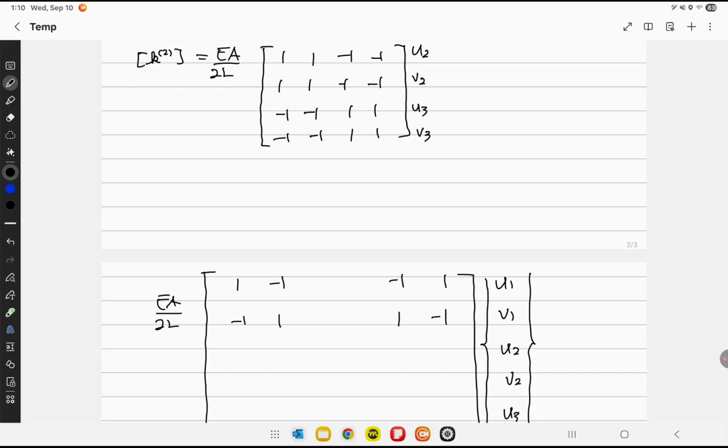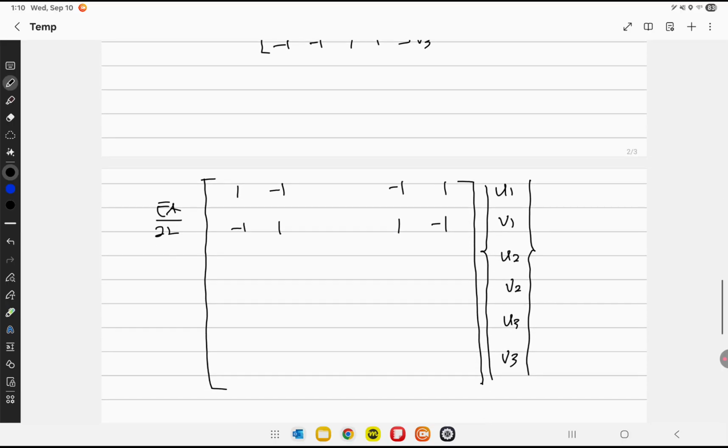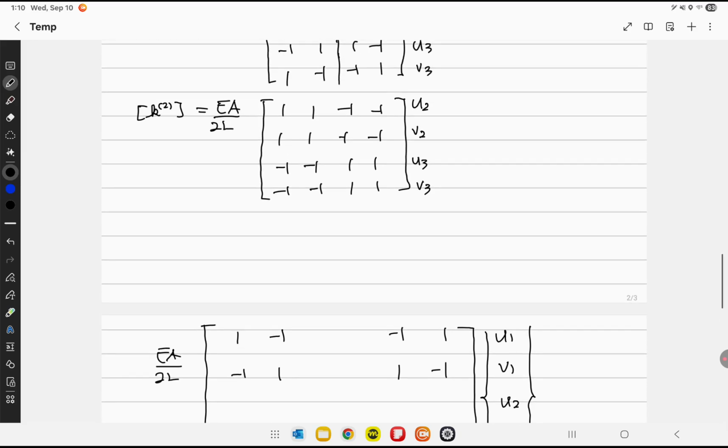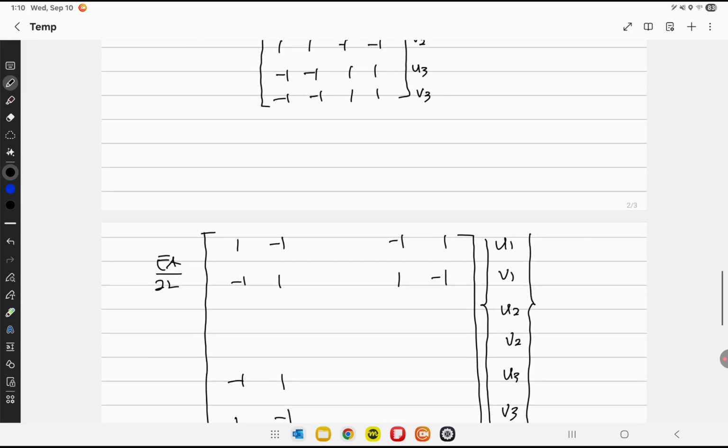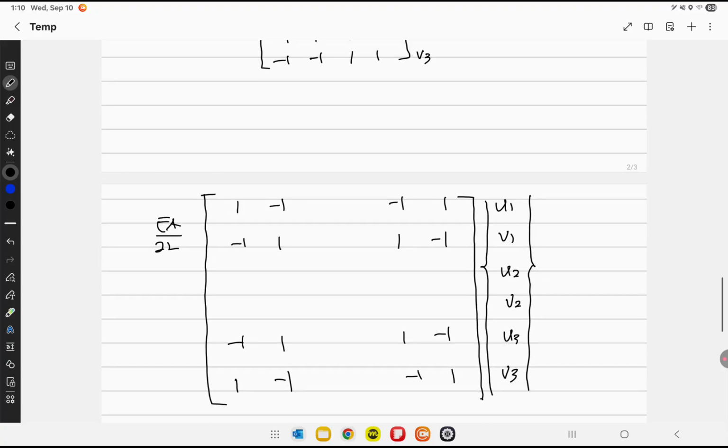Understand why I split them? Because this is between node 1 and 3. Same. This one goes here: negative 1, 1, 1, negative 1. The last one: 1, negative 1, negative 1, 1. So that's how element 1 is assembled into the global system of equations.